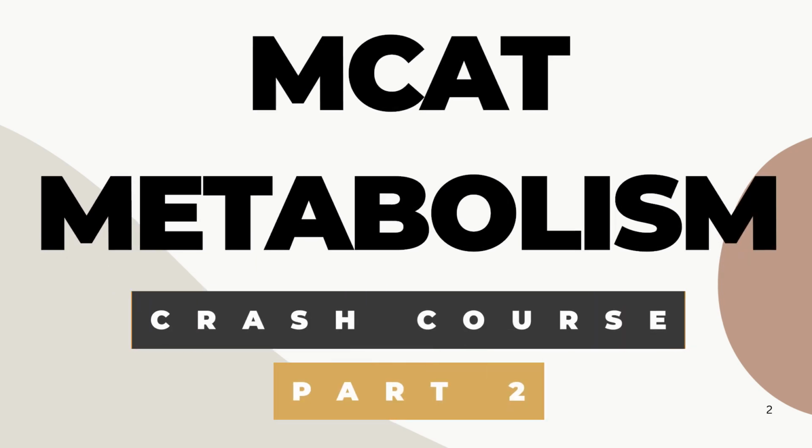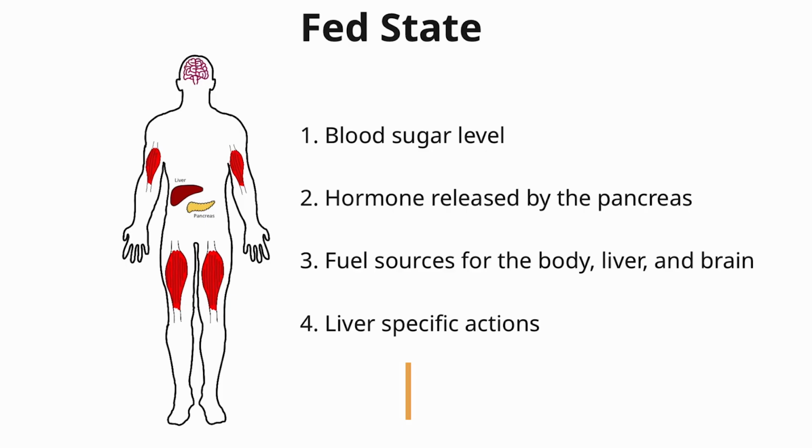This is part 2 of the MCAT Metabolism crash course. In the previous video, we looked at how individual cells use molecules like carbs or fatty acids to create ATP. Now we're going to look at how the body as a whole regulates those processes and uses some other processes to ensure that all the cells in the body are getting enough of those molecules like glucose and fatty acids to create the energy that they need.